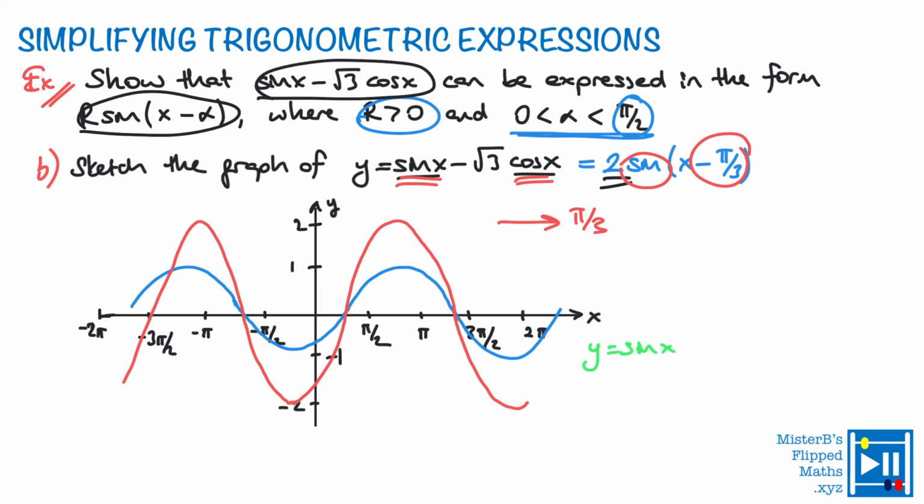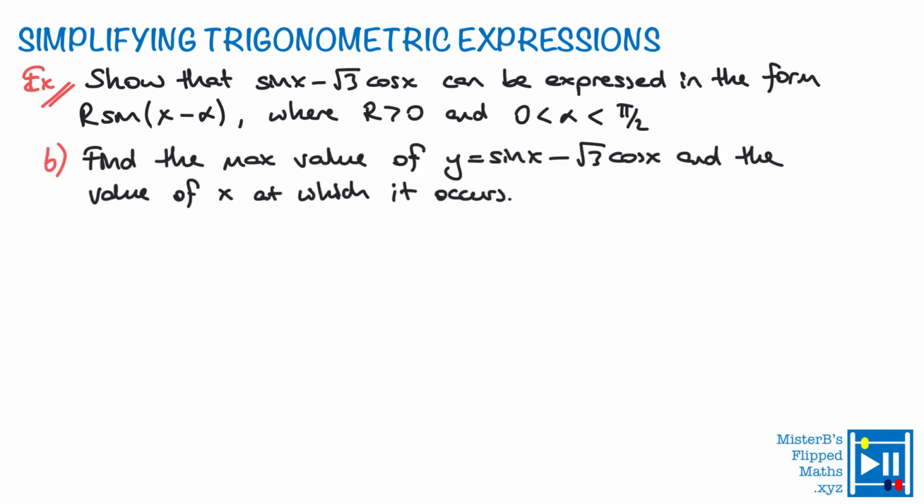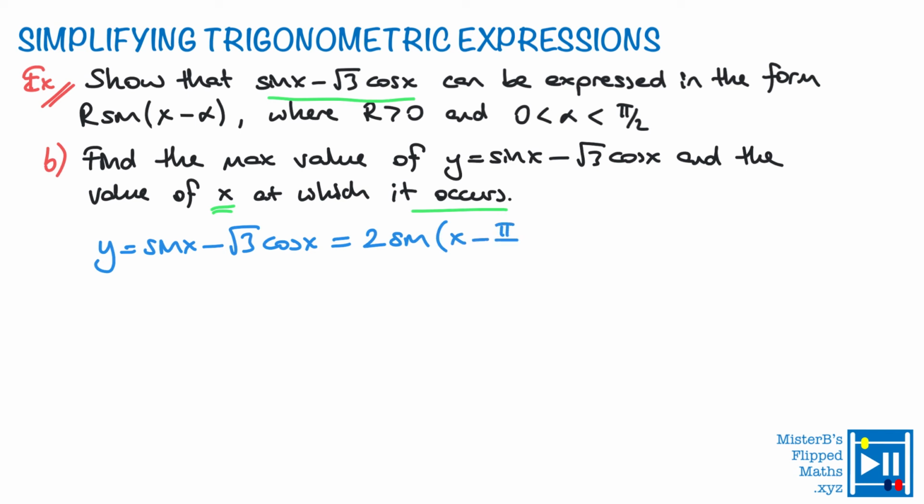So this is one of the questions that might be asked in part B. Another alternative could be solving an equation, and we talked about it. And the third alternative could be, for example, find the maximum value of y equals sine x minus root 3 cosine x, exactly the same expression, and the value of x at which it occurs. So let's work on this now. We know that this function sine x minus root 3 cosine x is the same as 2 times sine x minus pi over 3. This is what we have found in the beginning.